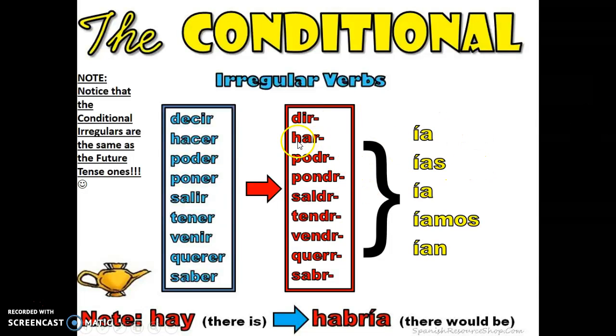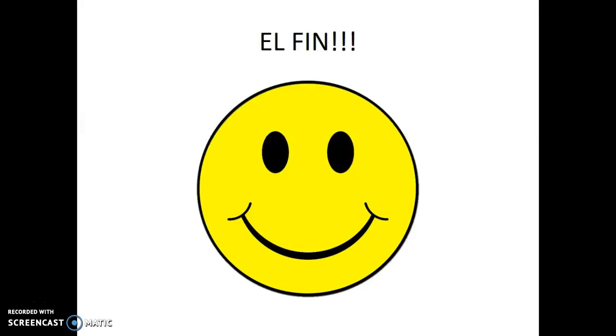So again, it's very simple. For regular verbs, just keep it as is and then add the ending. For irregulars, just change them to this in the red box and then add your endings, just like the future tense. Again, so if you did well on the future tense, you're going to do fabulous with the conditional. If you struggled a little bit with the future, make sure you really grasp it with the conditional because they function the same way.